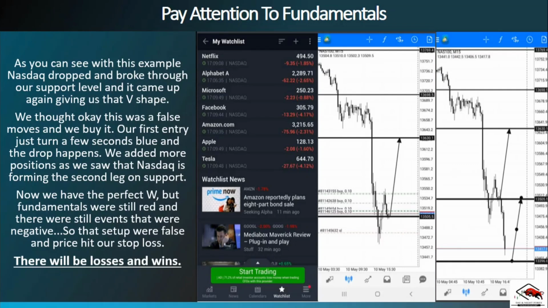This is how the market is. So you have to get used to the fact that there will be losses and there will also be wins. Remember, to be a profitable trader, your wins have to be more than your losses. That is what your focus should be on.